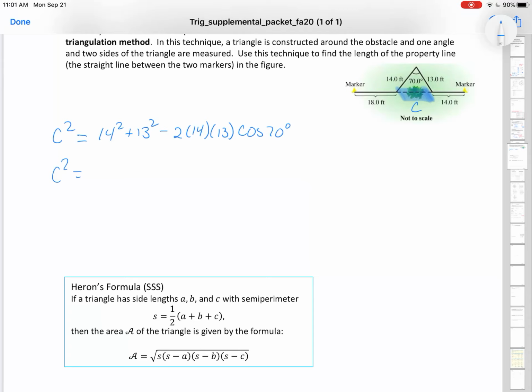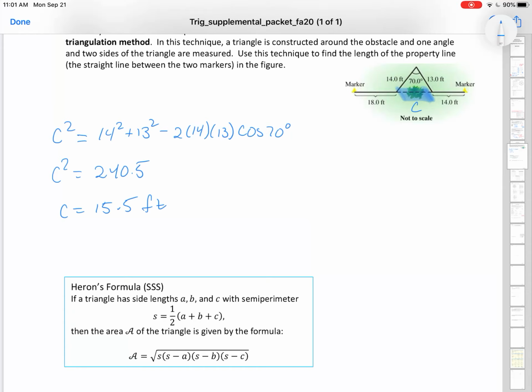And I get c squared is equal to 240.5. And so that's sometimes the problem. Sometimes people will get wrong answers because they give me what c squared is. Remember to take the square root of the answer always. And we're getting c is equaling 15.5. So 15.5 feet is what c is.